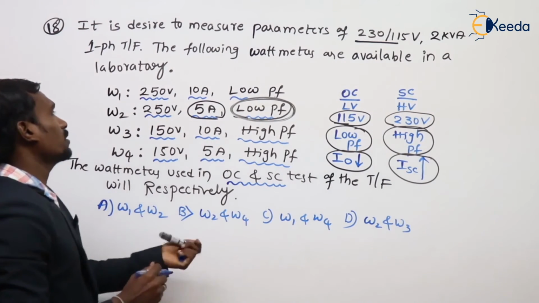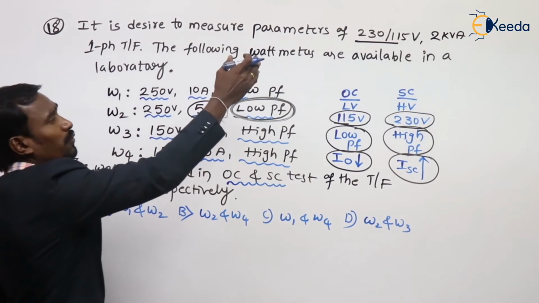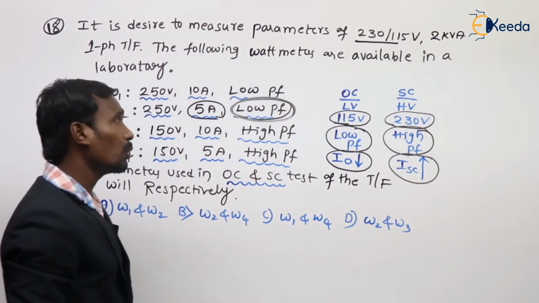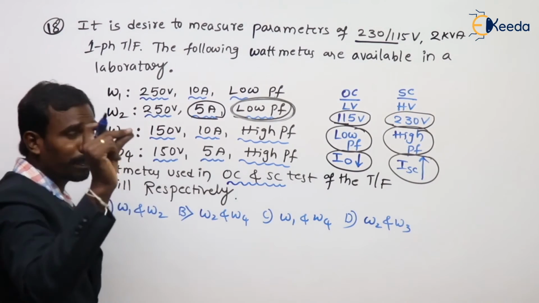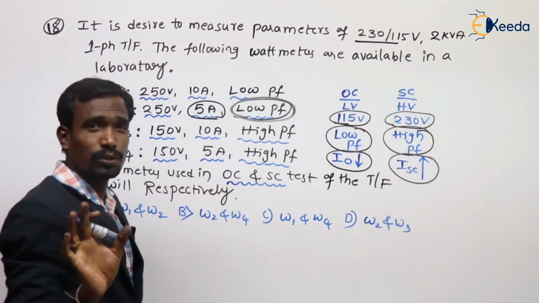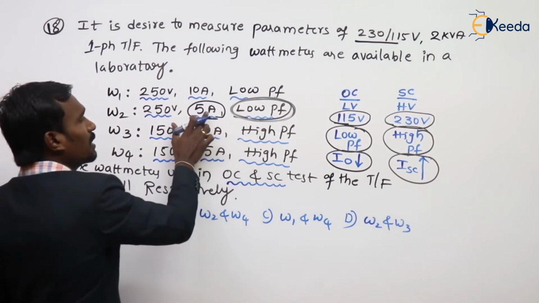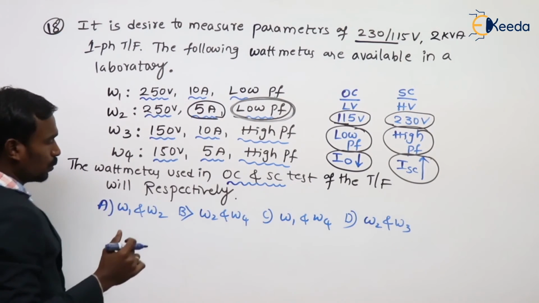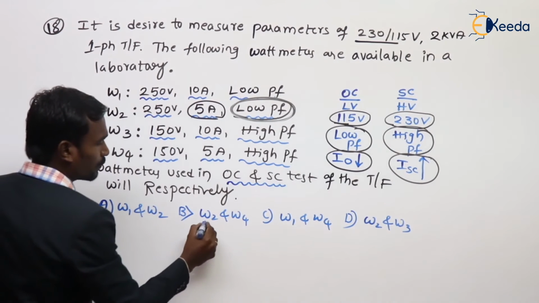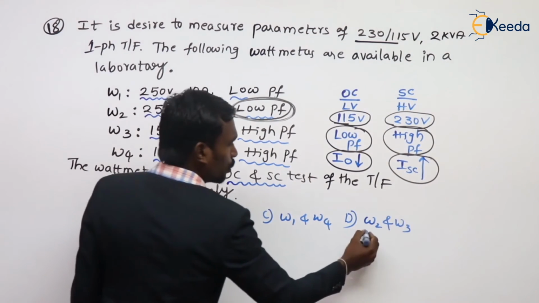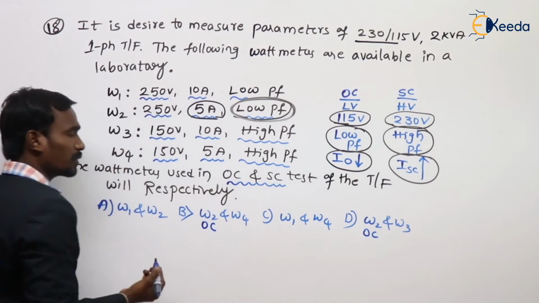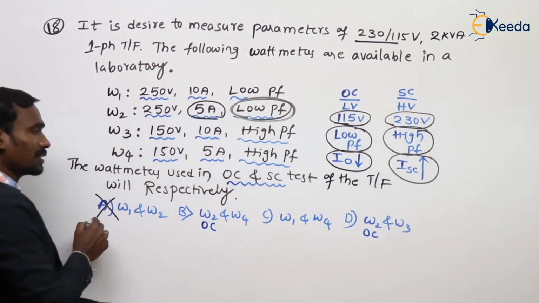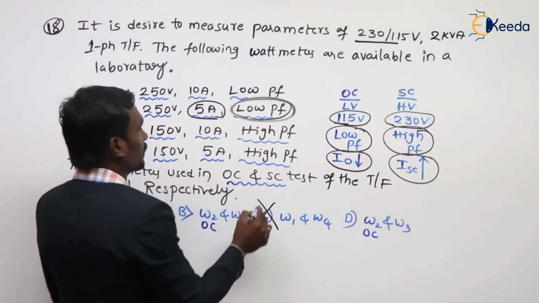So we have to adjust with voltage. Of course, we are going to conduct the test on the HV side like that. No problem. So in this, we have to choose the preferable answer. Low power factor and 5 amperes is very preferable. That's why W2 is for the OC test. Option B or option D may be the correct answer. W1 for OC test is the wrong answer.